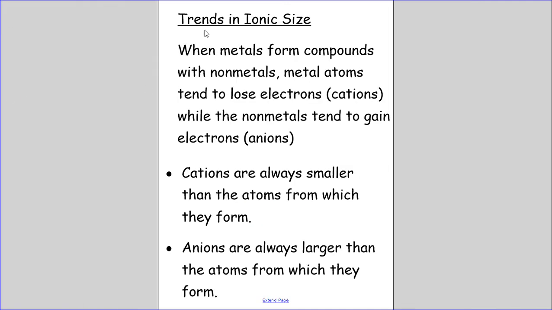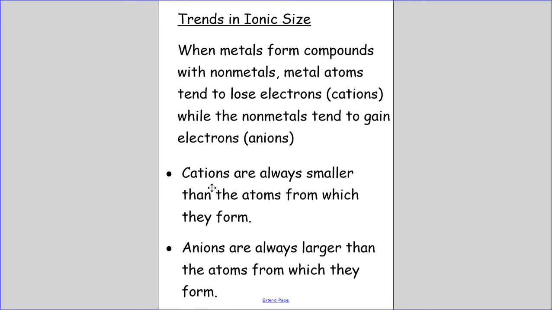So the next trend is trend in ionic size. When metals form compounds with nonmetals, we get these metal atoms that tend to lose electrons. We call those cations, while nonmetals tend to gain electrons. We call those anions. Cations are always smaller than the atoms from which they form.